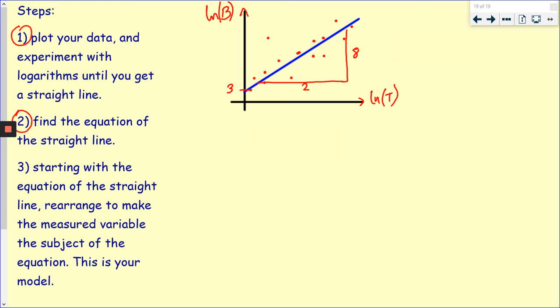And then starting with the equation of the straight line, we then want to rearrange to make the measured variable, the thing that we're interested in finding out, the subject of the equation. And that is what our model is. So here, let's have a look at this data.